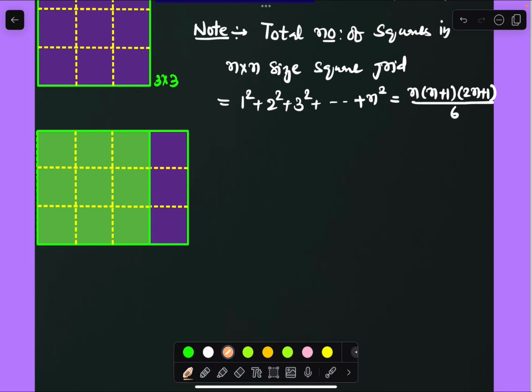And this is not a square grid, it is a rectangular grid, but each smaller unit is a square, right? And the total number of squares in this size grid is equal to how much? How many rows are there?